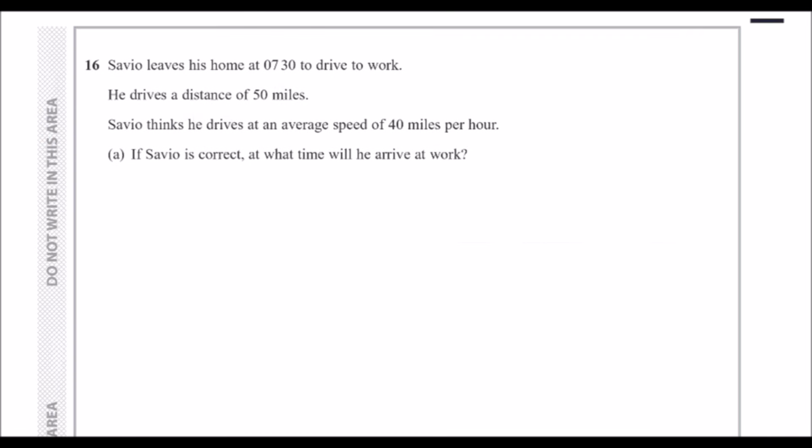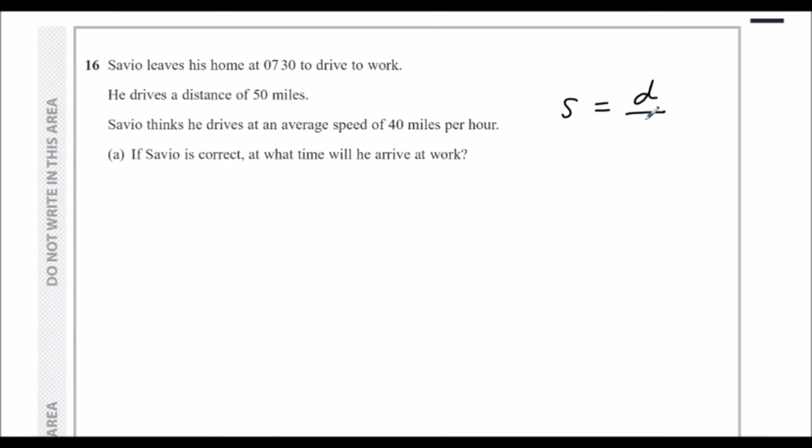Question 16. Savio leaves his home at 7:30 to drive to work. He drives a distance of 50 miles. He thinks he drives at an average speed of 40 miles per hour. If he's correct, what time will he arrive at work?